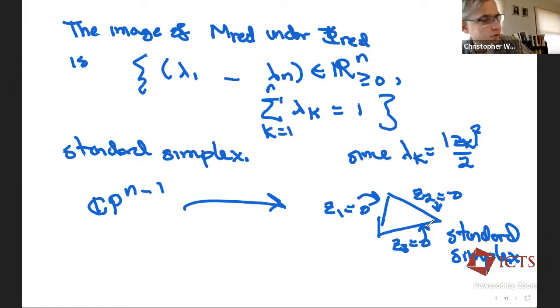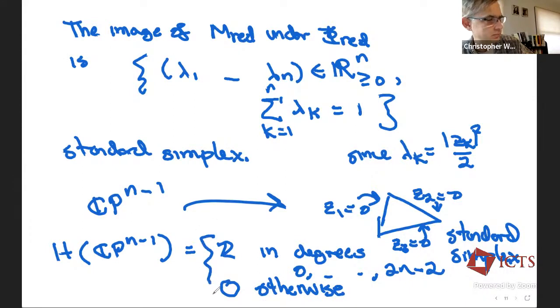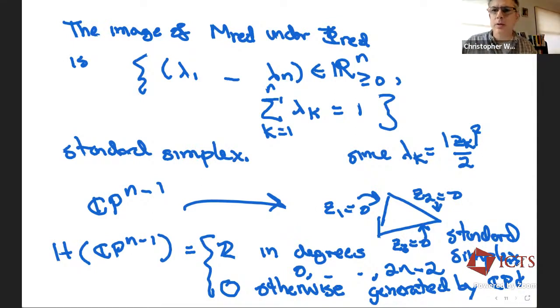And we know what the homology of CP^(n-1) is. So this is Z in degree 0 up to 2n minus 2 and 0 otherwise. And it's generated by the complex projective spaces of lower dimension. So in the case of CP2, you have 3 generators.